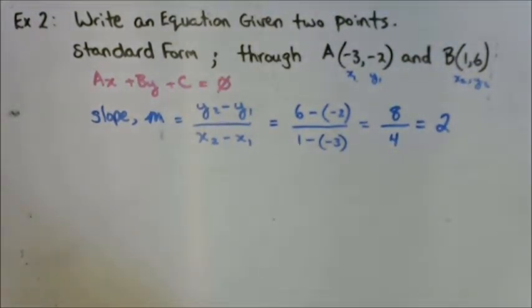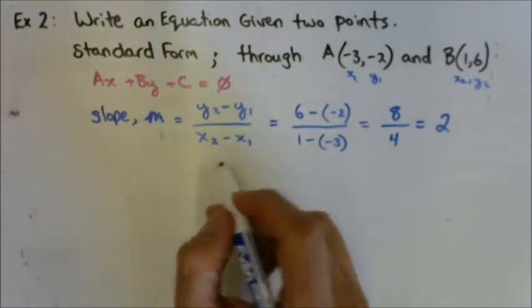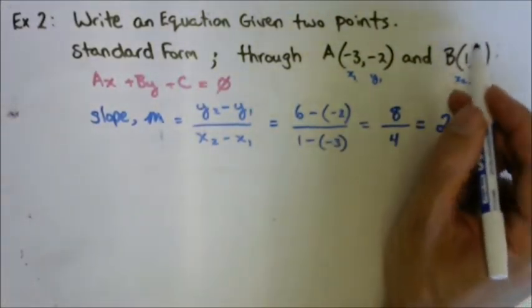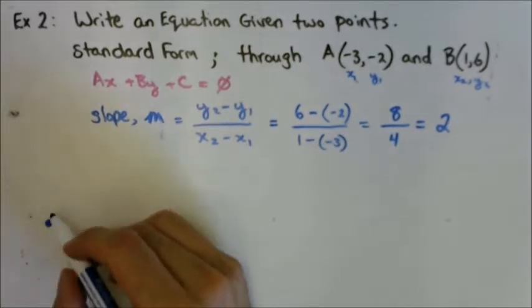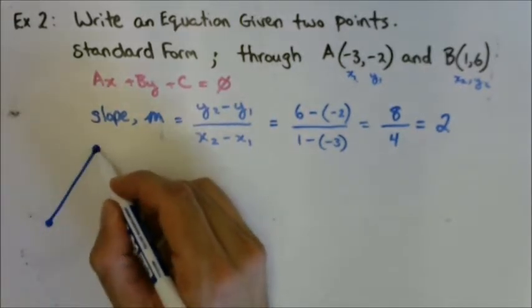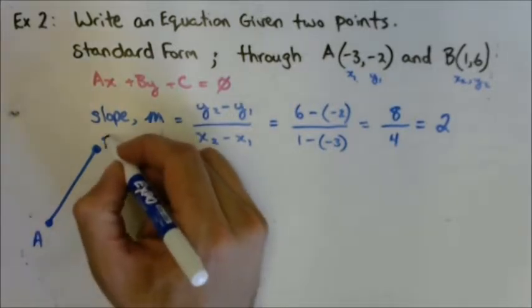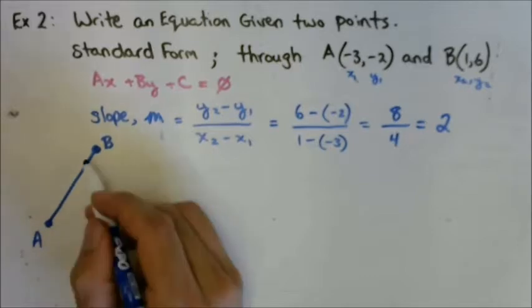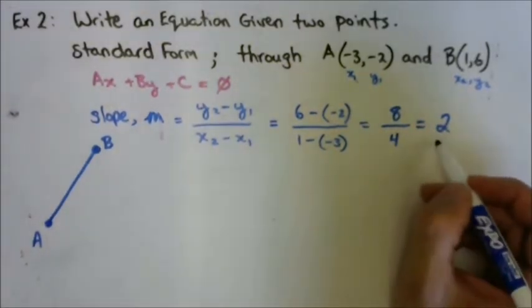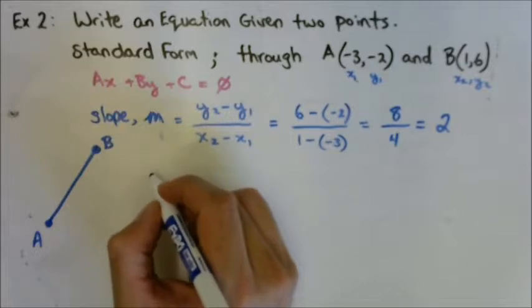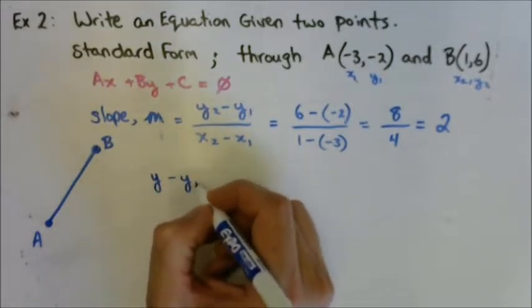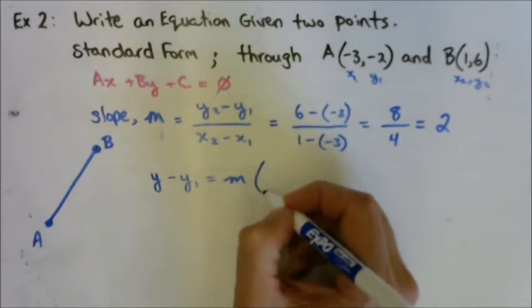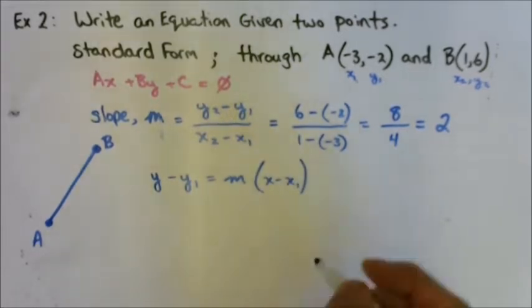So now I know the slope of this line, which means that if I put it in point slope formula and use one of these points as my point, it doesn't matter which point I use. Here we could even draw a little sketch. I don't know if this is accurate, it doesn't have to be at all. But I'm finding the slope of this line, and I know that it goes through A and it goes through B, and it has a slope of 2. So I'm going to use point slope formula, which is right here. Y minus y1 is equal to the slope times x minus x1.